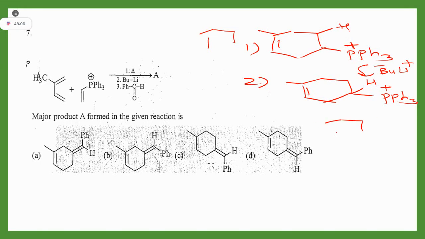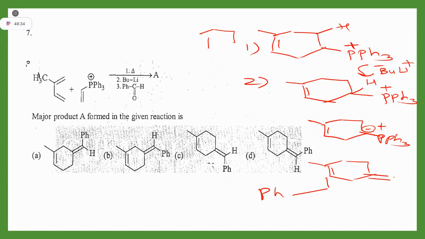And then it is going to give ylide. Now nothing is left. You just have to do intermolecular Wittig reaction. Now the last question that comes here is whether this will be E or Z. It will be Z because the ylide that is formed is non-stabilized.